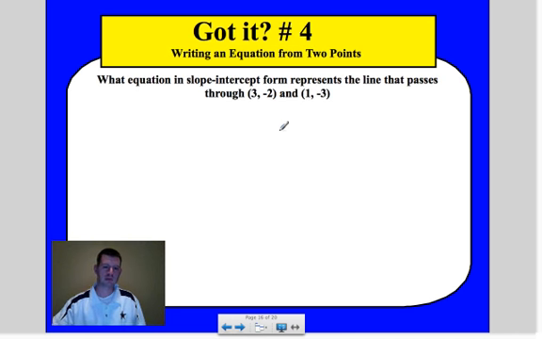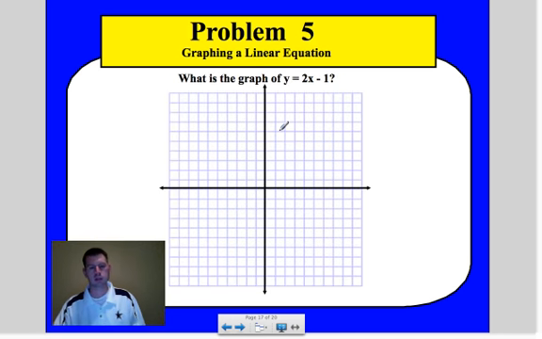Okay, so there's another example, number 4. I want you to go ahead and do it. We'll check that tomorrow. Okay, so problem number 5, how do I graph these?